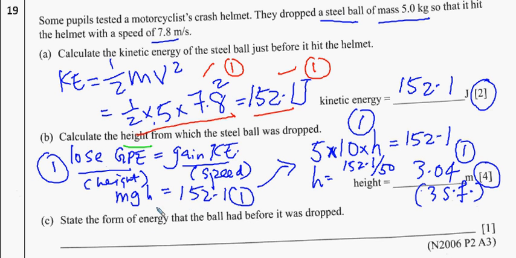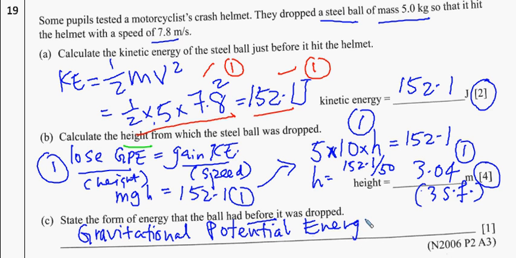Okay, what about part C? State the form of energy that it had before it was dropped. So before it was dropped, remember, it was at a certain height. In this case, you have to spell it correctly. It should be gravitational, GPE, gravitational, not field, but potential. Gravitational potential energy, because there's a height from where you drop it, so it had a height difference. So in bracket you can put GPE. If you write this and spell it correctly, you will get 1 mark. So that's all for question 19.